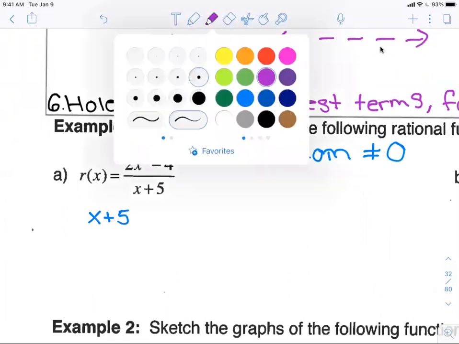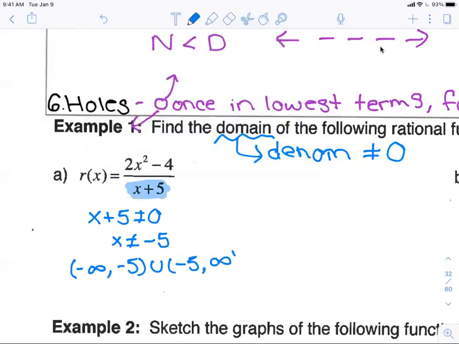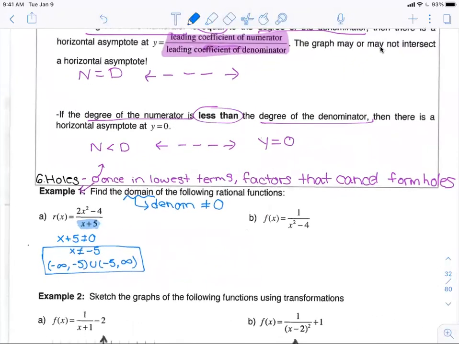So we've got x plus 5 does not equal 0, and you're going to solve that. That means x does not equal negative 5. x can be any other number, but it cannot equal negative 5. If you put that as an interval, that means negative infinity until negative 5, union negative 5 until infinity, all in parentheses. It depends how the question asks, but you could put it like that.